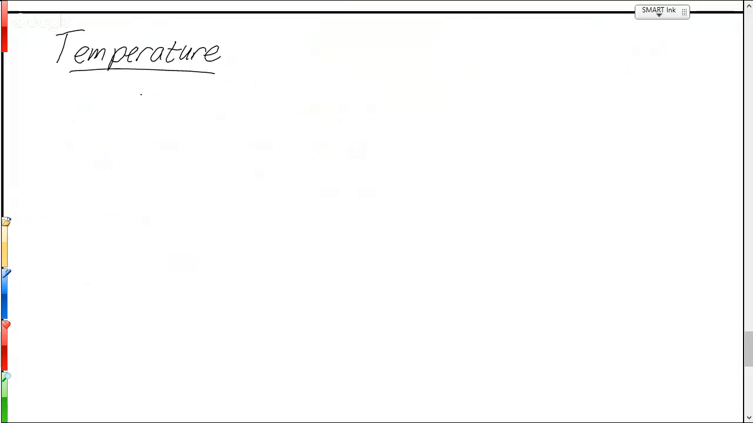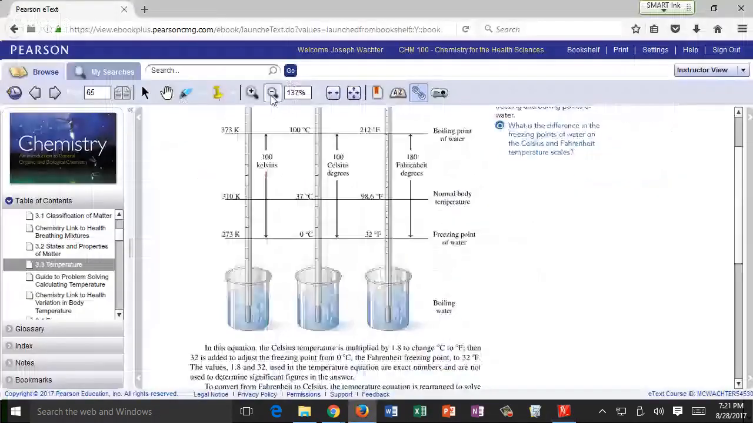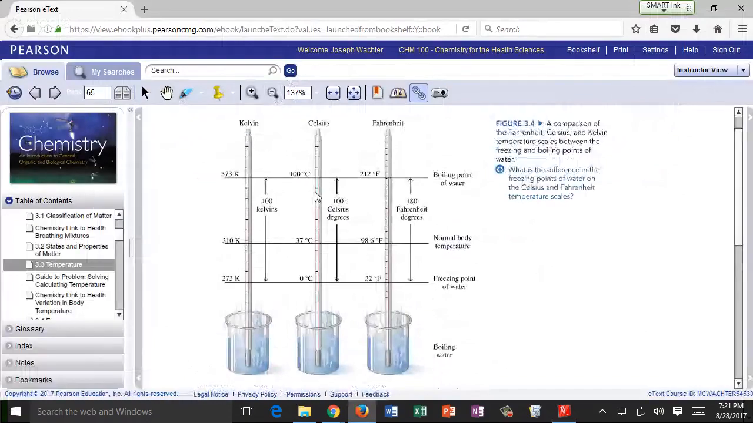And I think the best way to talk about temperature is to look at this picture from the book. So I'm going to copy it in here so we can all look at it together.